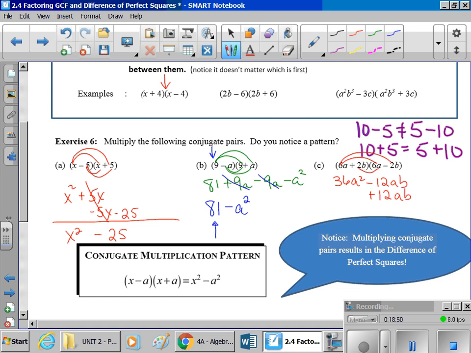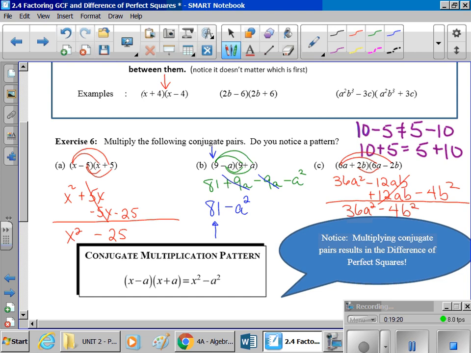Again, in mathematics, we tend to put things in order. Because if I wrote down 12ba, you might not recognize that that's the same thing as 12ab. So if we write them in alphabetical order all the time, we'll be able to recognize those like terms a little bit better. And then we say minus 4b squared. So what happens here is our middle terms cancel out, and we get 36a squared minus 4b squared.